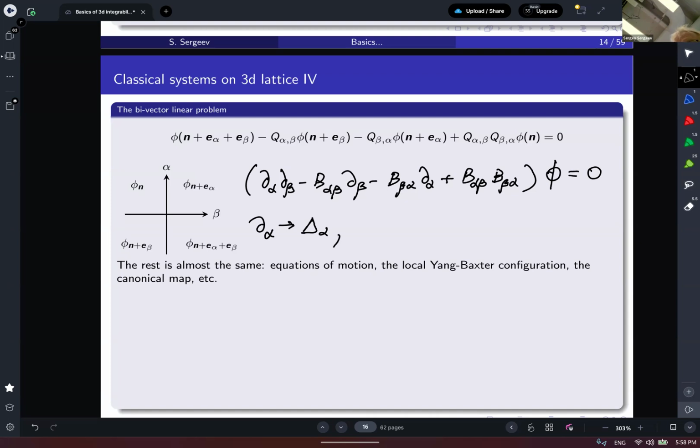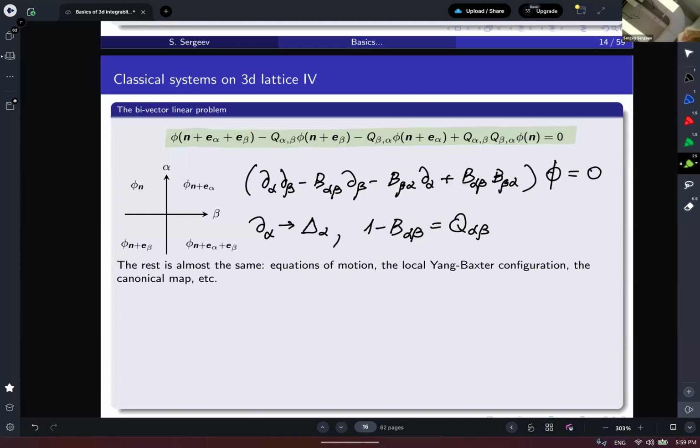And what else can be done here? Formally, 1 minus b alpha beta must be q alpha beta. I think like this. A rather simple change of variables. And then after expansion of brackets, canceling similar terms, simplifying everything, we end up with this scalar form of the auxiliary linear problem.